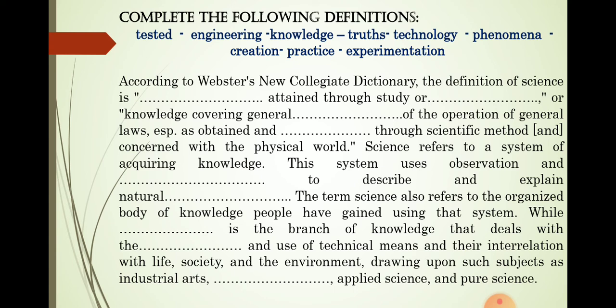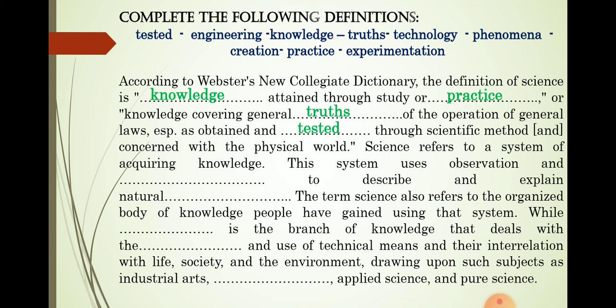According to Webster's New Collegiate Dictionary, the definition of science is knowledge attained through study or practice, or knowledge covering general truths, or general facts of the operation of general laws, especially as obtained and tested through scientific method and concerned with the physical world. Science refers to a system of acquiring knowledge.